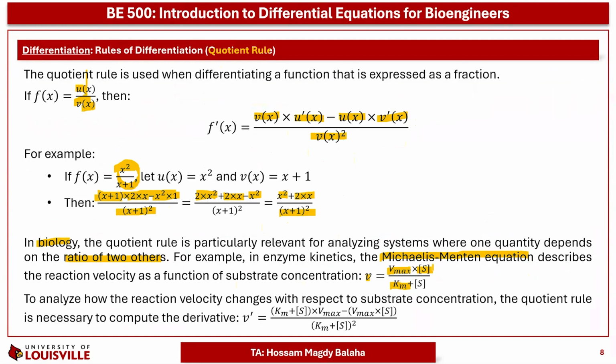So simply, to understand how the reaction velocity changes with respect to substrate concentration, you can apply the quotient rule to that equation. You will find V dash, or the derivative of V, will be like that. By simply finding this derivative and substituting with a point, you will get the reaction velocity at that point.